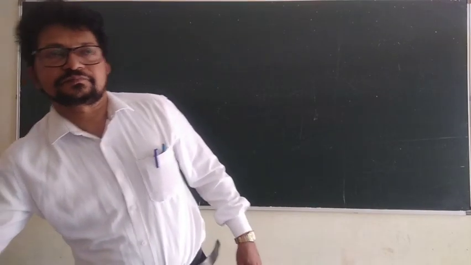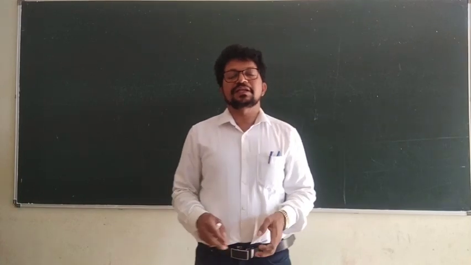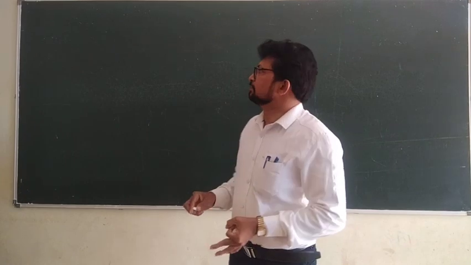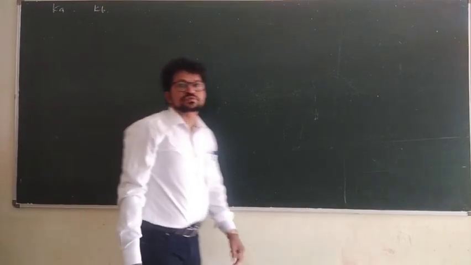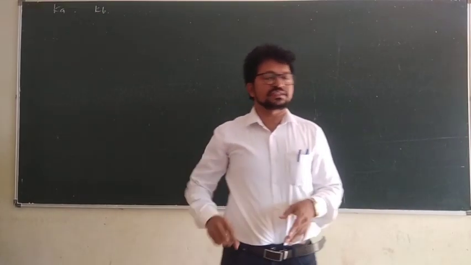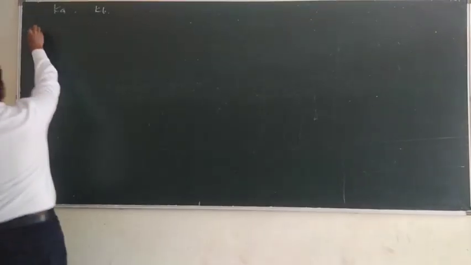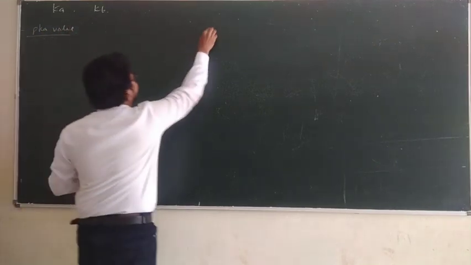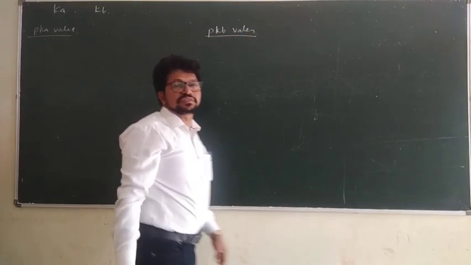Good morning, friends. So once again we shall continue with the last part of the ionic equilibrium. That is, Ka and Kb values, dissociation constant of weak acid and dissociation constant of weak base. Now pKa values and pKb values, these two things we have to discuss.